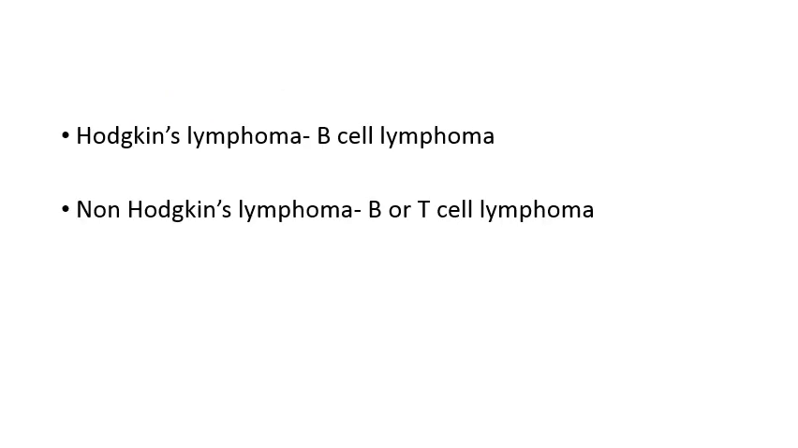Now, basically, there are two types of lymphoma, that is Hodgkin's lymphoma and non-Hodgkin's lymphoma. So, Hodgkin's lymphoma is a B cell lymphoma. You know, there are two types of lymphocytes, B and T. So it's basically a B cell lymphoma, whereas non-Hodgkin lymphoma could be either B cell or T cell lymphoma.